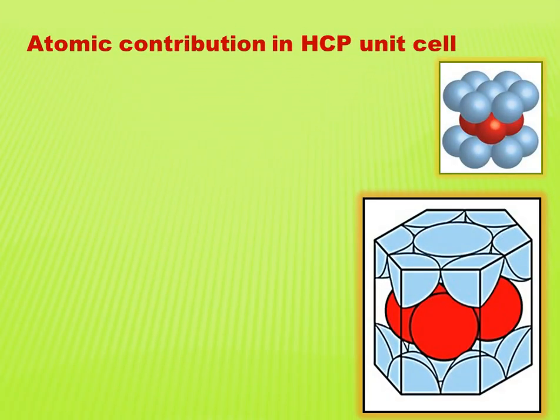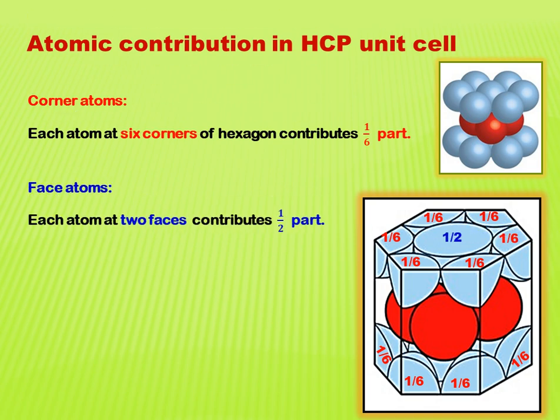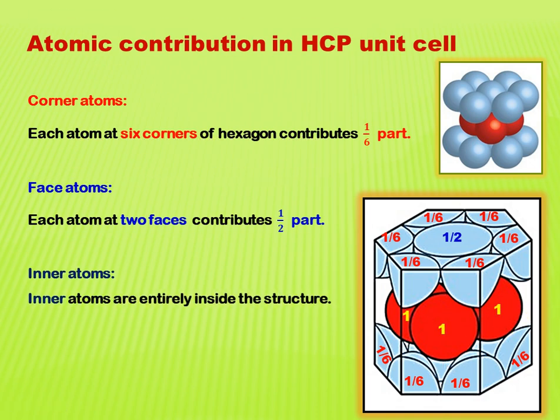Atomic contribution in HCP unit cell. The corner atoms. Each atom of 6 corners of hexagon contributes 1 by 6 part, as shown. Similarly, face atoms. Each atom of the two faces contributes 1 by 2 part. One face is this and the other one is here at the bottom face. The next is inner atoms. Inner atoms are completely inside the structure, therefore their contribution is 3, 1 plus 1 plus 1, 3.